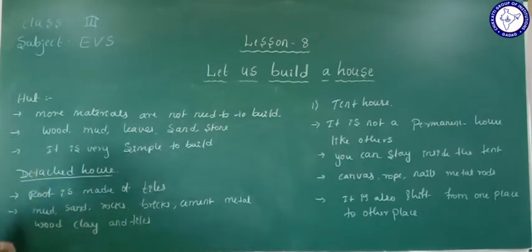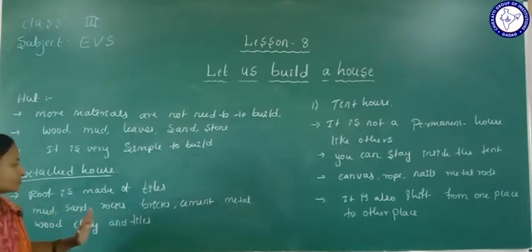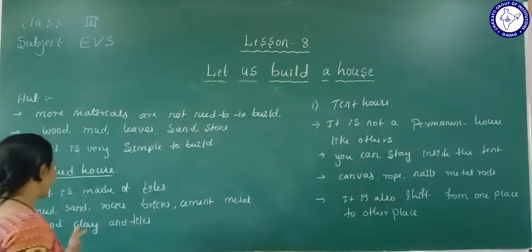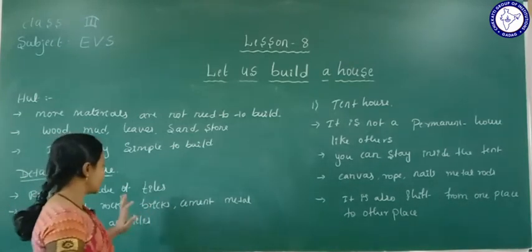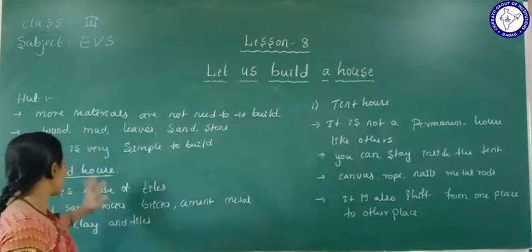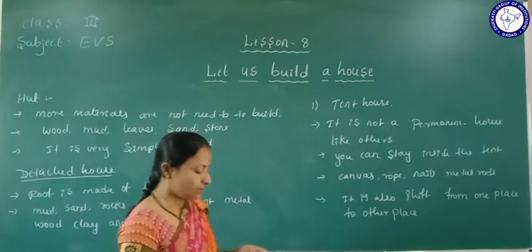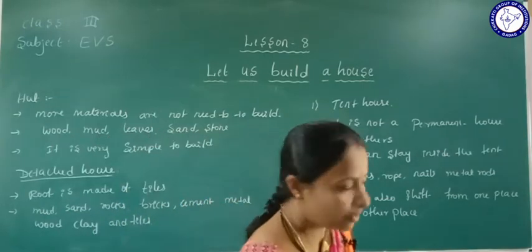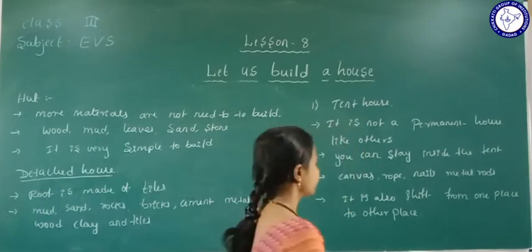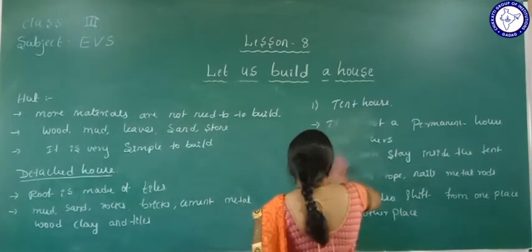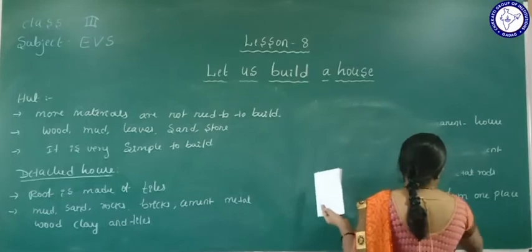Yes, so here see students, it means that the detached house roof is made up of tiles, and for the construction of this house we use mud, sand, rocks, bricks, cement, metal, wood, clay and tiles. So these are all the materials used to build the houses. That is the detached house. Okay, so next one we'll see, that is the mud house.